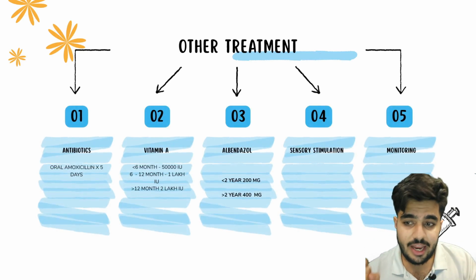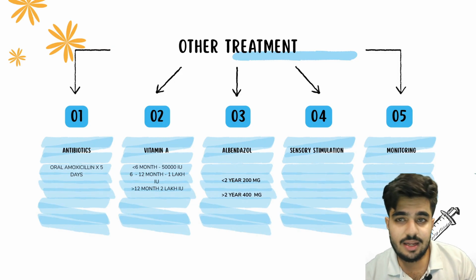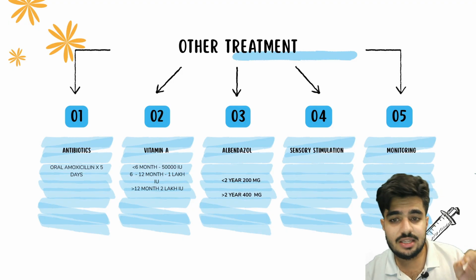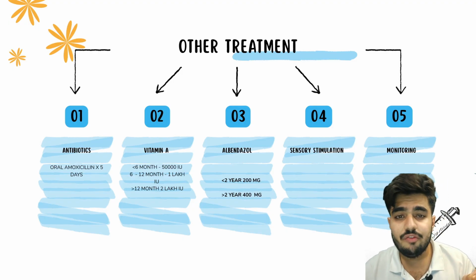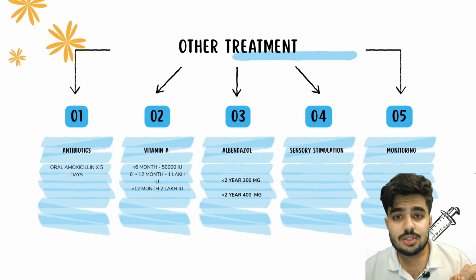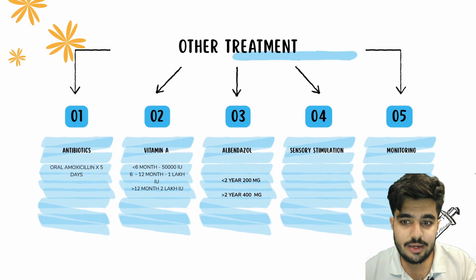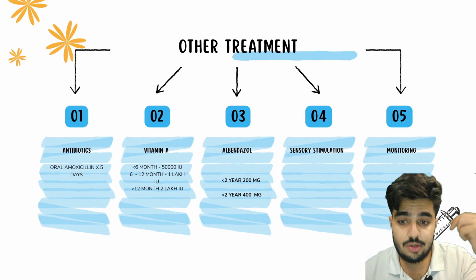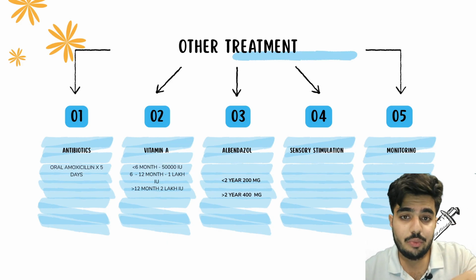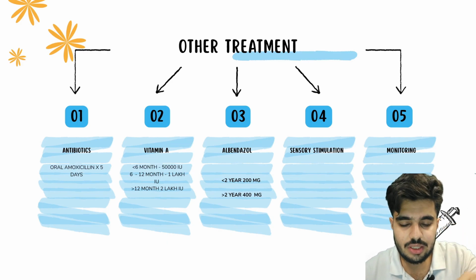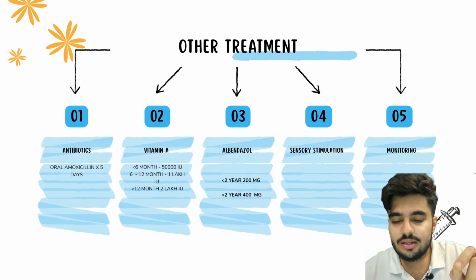First, we will give the antibiotic, because there will be a decrease in the immunity. We give oral amoxicillin for 5 days. Vitamin A, depending on the age. If it is a less than 6 months old baby, we give 50,000 international unit. Six months to 1 year, we give 1 lakh international unit. And if it is more than 1 year old child, we give 2 lakh international unit. We give albendazole for deworming.